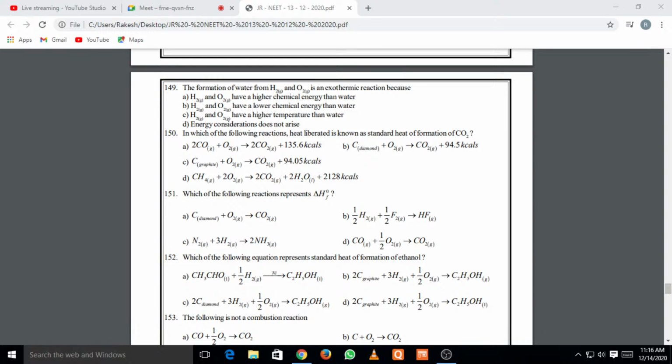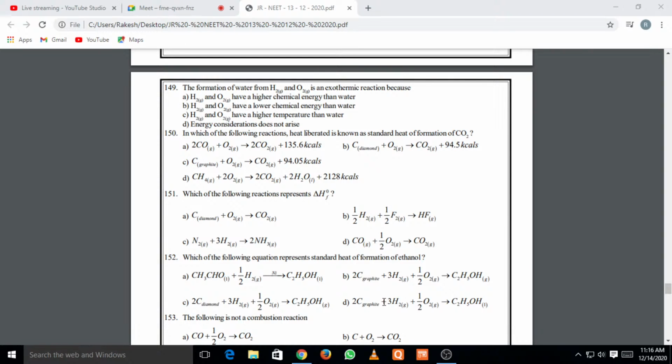Standard heat of formation means elemental state is compulsory. This is not elemental state. This is elemental state, but this is graphite. Ethyl alcohol is not gas, it is in liquid state. Okay, clear. Diamond is not a stable form.